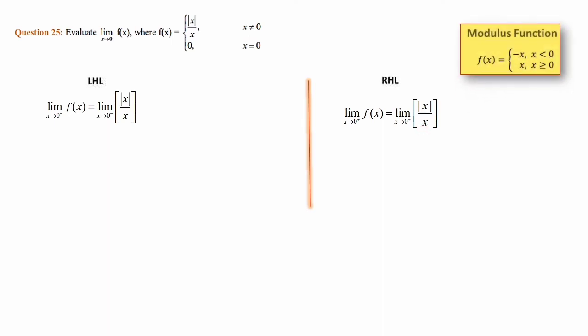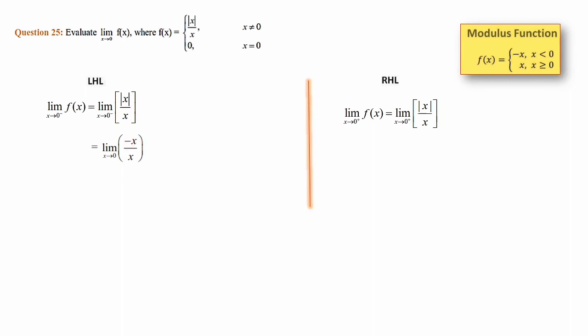Now we have learned the modulus function. f of x is equal to minus x if x is less than 0, and x if x is greater than or equal to 0. We take the negative x when x is smaller than 0, and the positive x when x is more than or equal to 0. So here 0 minus means it is less than 0, so modulus x value is minus x.